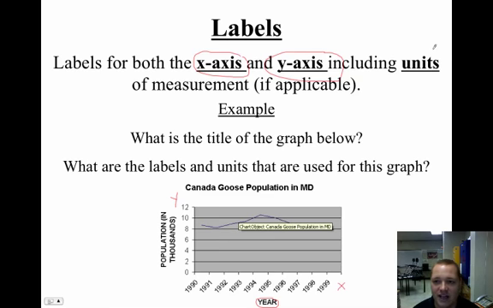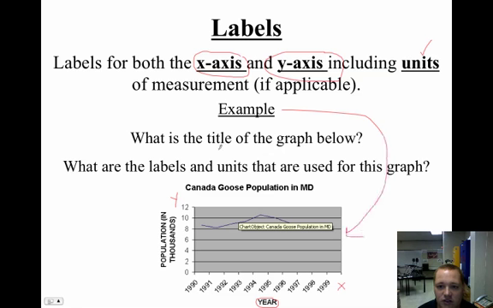The other part of that is that it must also include the units, if needed or if used during the lab. The units will tell you, did you measure it in inches? Did you measure it in feet? Did you measure it in seconds? Did you measure it in hours? Did you measure it in teaspoons or cups? It's going to tell you more specifically what your results were and what unit of measurement you used. So you've got a graph which is located right down here.